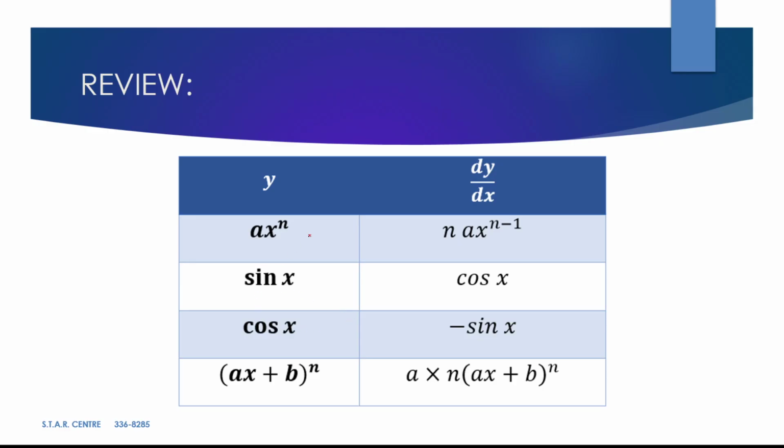And just to review differentiating certain things, you can use this table to help you remember or for reference when revising. If I have y equal ax to the power of n, this is the power rule. When we differentiate, we would get n ax to the power of n minus 1. The differential of sine x is cos x. The differential of cos x is minus sine x. And when I differentiate something in this form, ax plus b to the power of n, then our dy dx would be a multiplied by n in brackets ax plus b to the power of n minus 1.